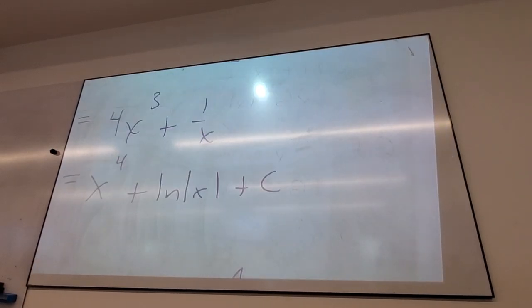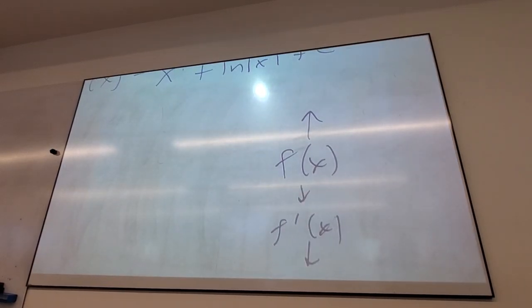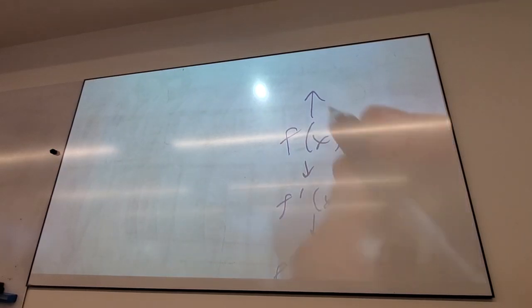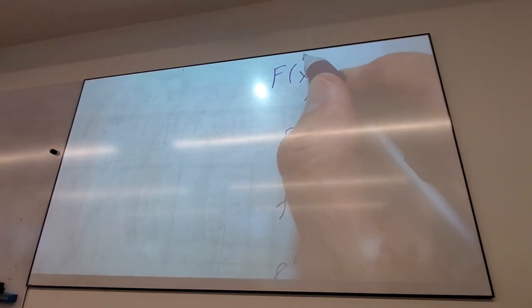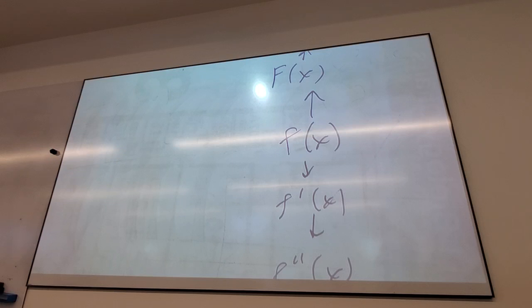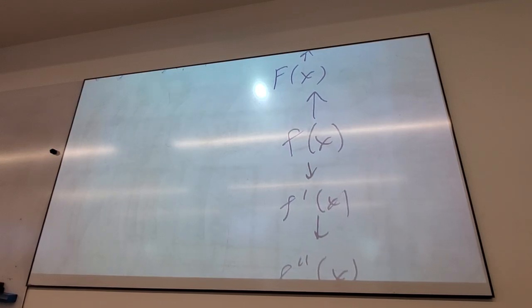If I go backwards, then it's big F. Above that, it would be bigger F? No, we just don't do that. We just give up after that. We just do one level of that kind of thing.